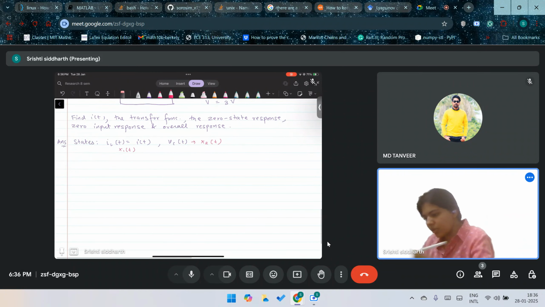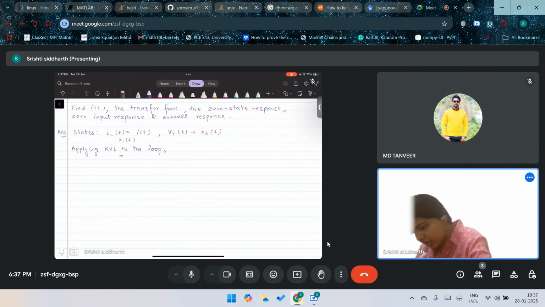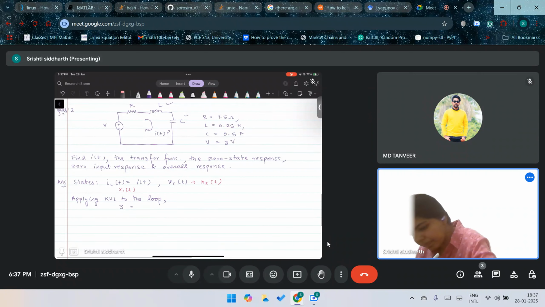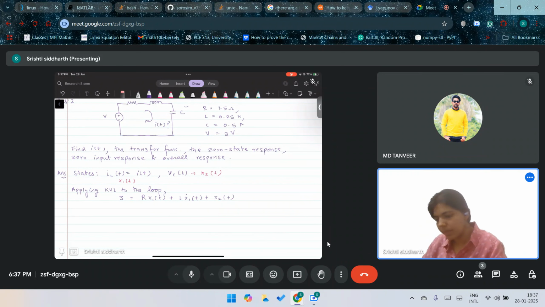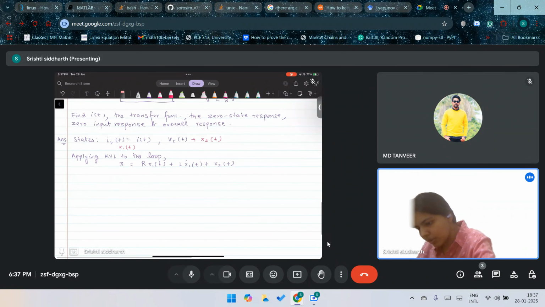Alright, so let's form the equations first. So applying KVL, this is simply 3 equals L x1 dot, so that is di by dt, plus x2. This is the voltage across the capacitor. This is equation 1.